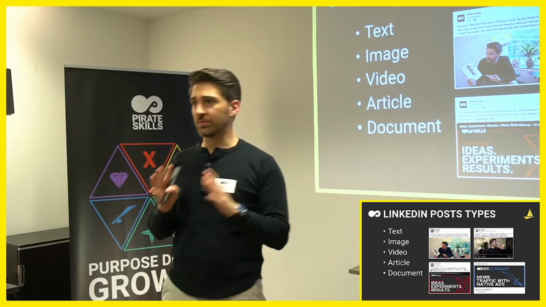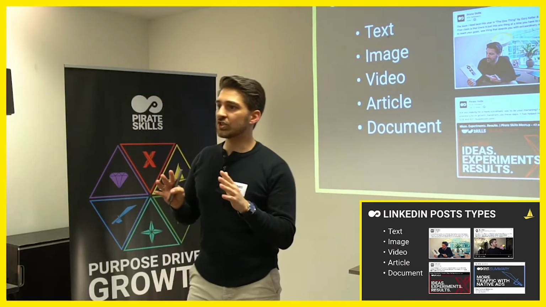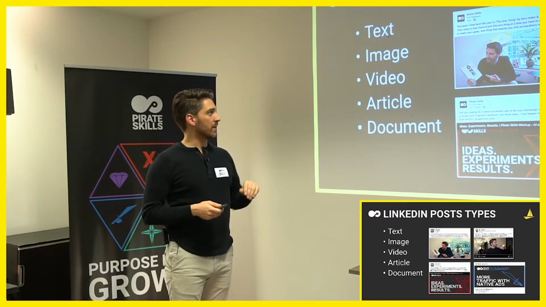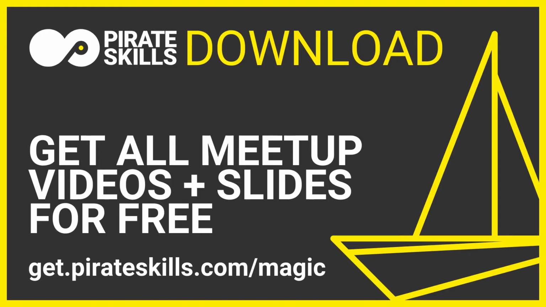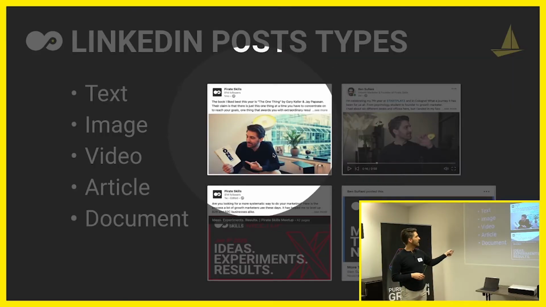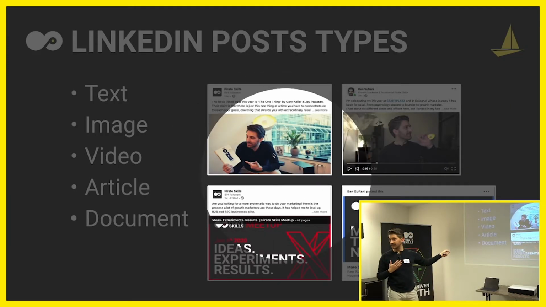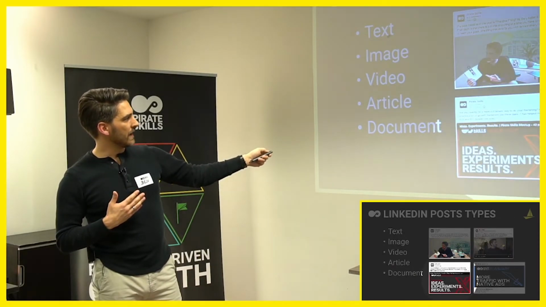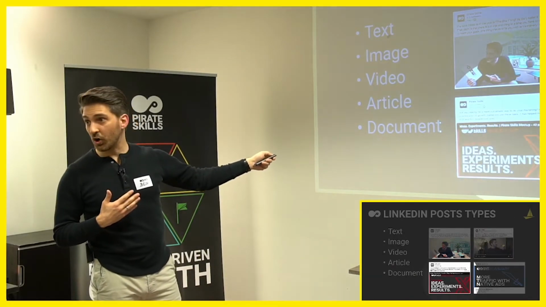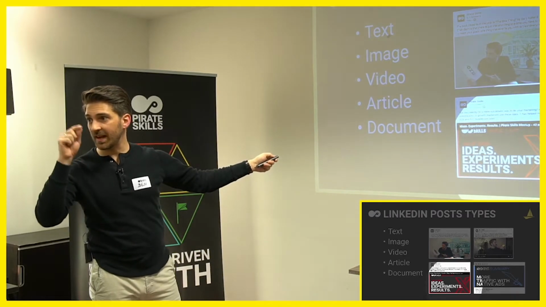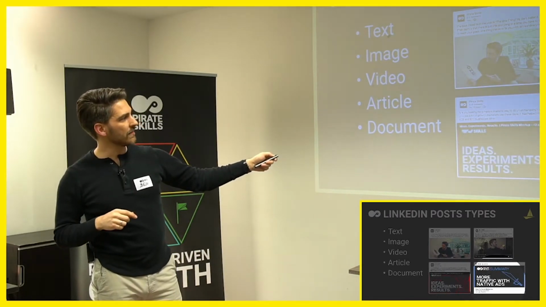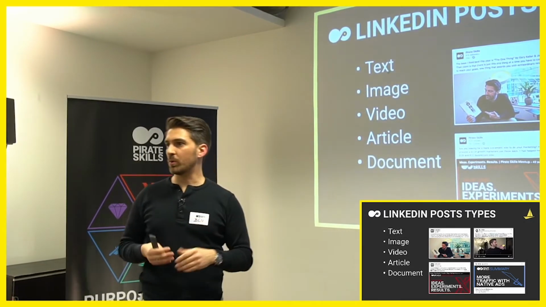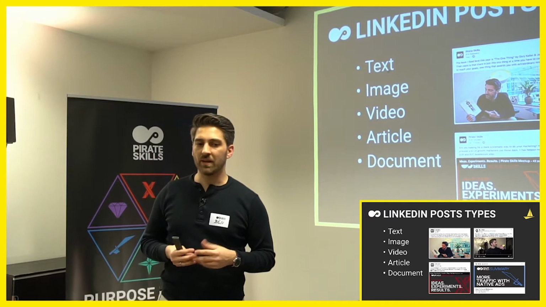And now we can play on this board with a couple of pieces, like the post types, for example. And there are huge differences in the reach you can get from each post type. What you can see here are examples of post types. Here, for example, we have the picture plus text thing. Here we have videos. Here we have a document, a slide deck with 42 slides that you can click through. And here we have an article. Those are, in my opinion, the most important post types you can usually do. Plus there is text only.